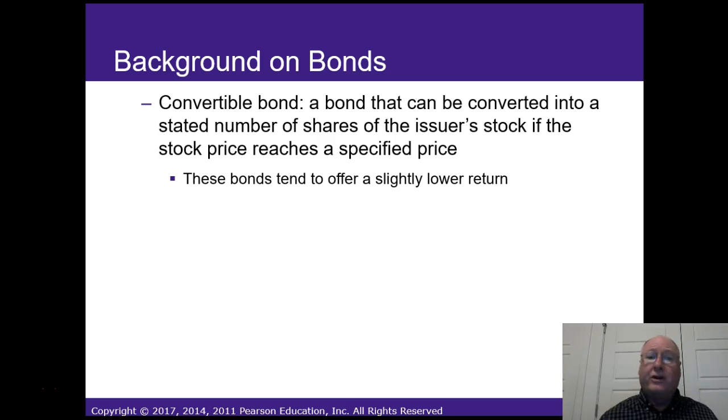There's also something called a convertibility feature, which is something that the bond is converted into a stated number of shares of the issuer's stock if the stock price reaches a specified price. These have a tendency to have a little lower return to them because they are, in essence, participating in the upward value of the company itself.